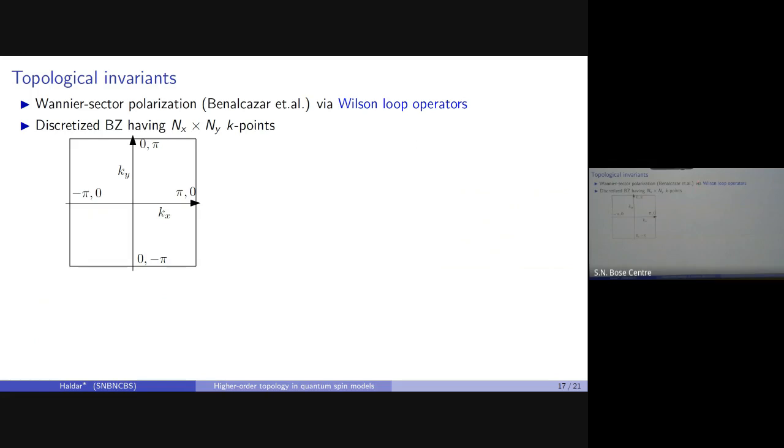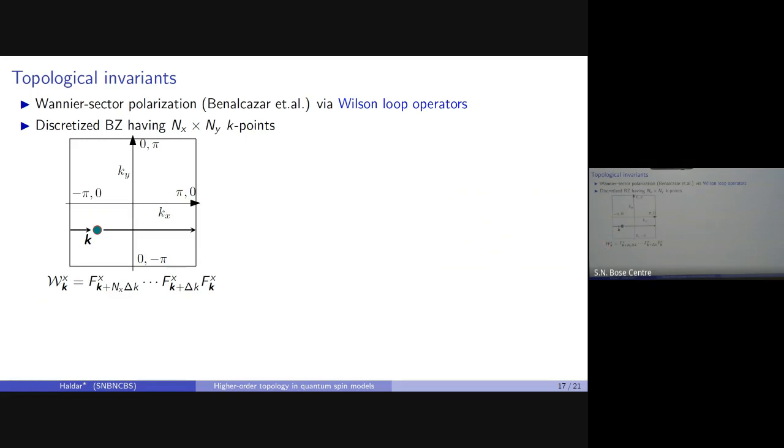To find these invariants, you have to start with a discretized Brillouin zone, kx, ky, with Nx, Ny points, and then for every k point as a base momentum point, you can define a string of operator multiplication of F at k, F at k plus delta x, and so on and so forth. You keep multiplying until you traverse your Brillouin zone once and come back to the same point. This Wilson loop operator I'll call W_x,k.